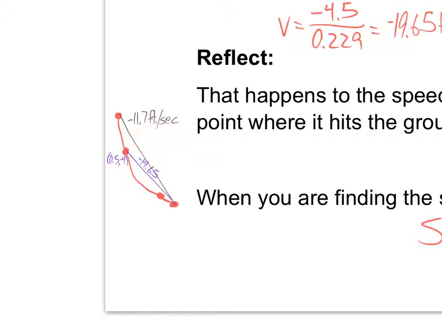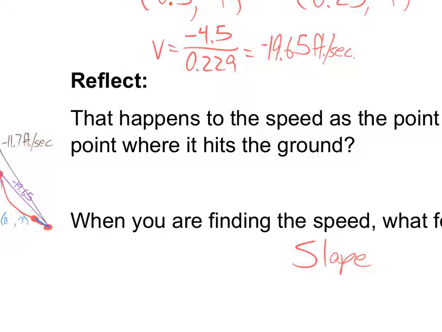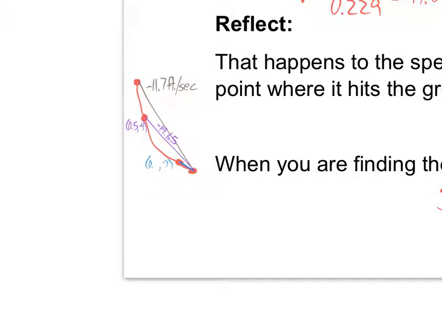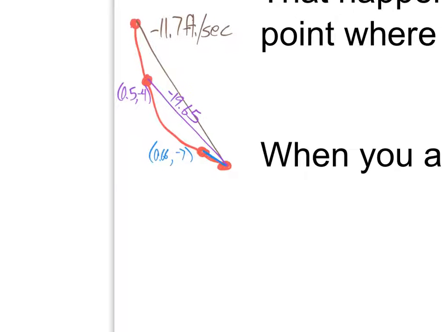Okay. And then on this last one that we just did, let's use blue. This last one here was at that -7, and it was like, what was it, like a 0.6 something? 0.661. Okay. And what did we get for the velocity in that case? 22.06. 22.06.